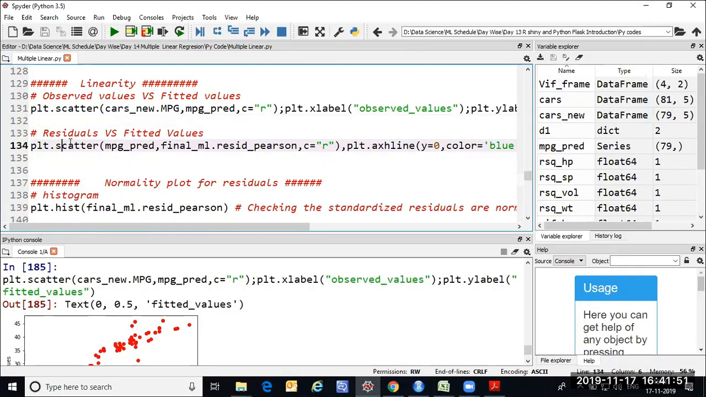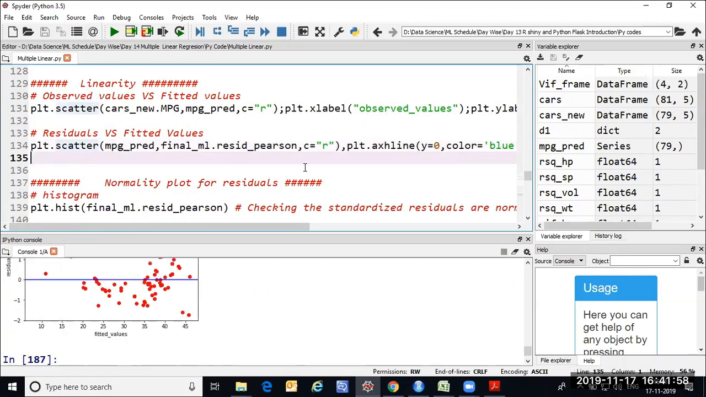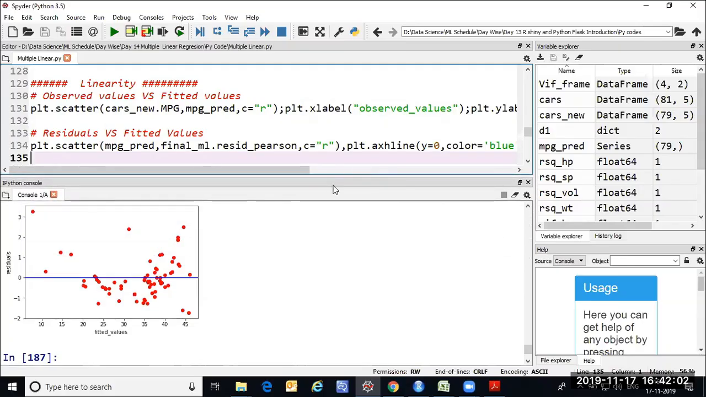Now we'll also see the residuals versus fitted values. Residuals versus fitted values should be symmetrically distributed across the mean zero. Because there are some outliers you are observing here, these predictions are not that accurate.